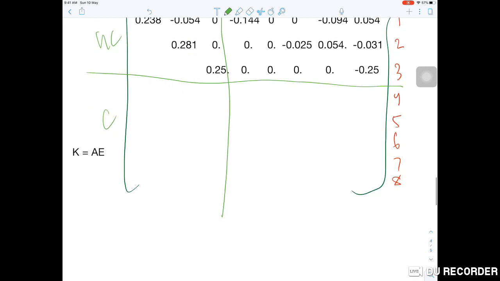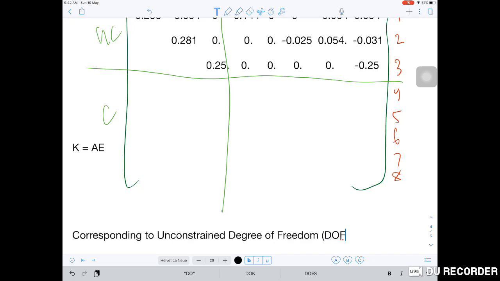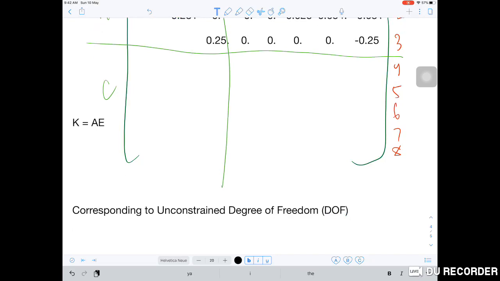So corresponding to the unconstrained degrees of freedom, or DOF, I can actually write the stiffness equation.